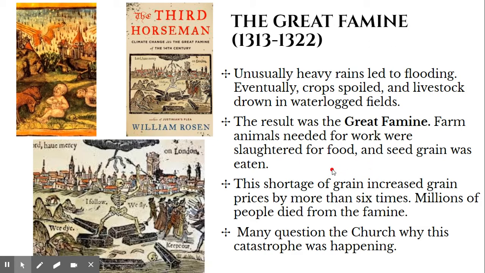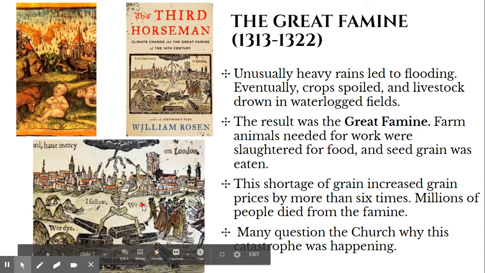And what happened is you start to question the church. The church was the most important thing during the Middle Ages, but now you start to question the church. Why are you allowing this to happen to me? Why is God not coming in and helping us? And here are some pictures from the time, and this is straight from this book right here, The Third Horseman. Famine, the 4 horsemen are the ones of the apocalypse that come in to pretty much end the world. And it's just kind of showing how bad it was in Europe at that time.